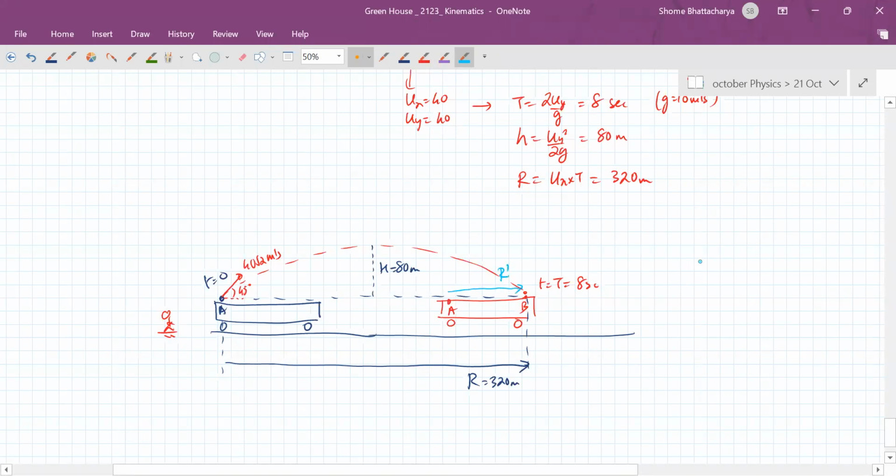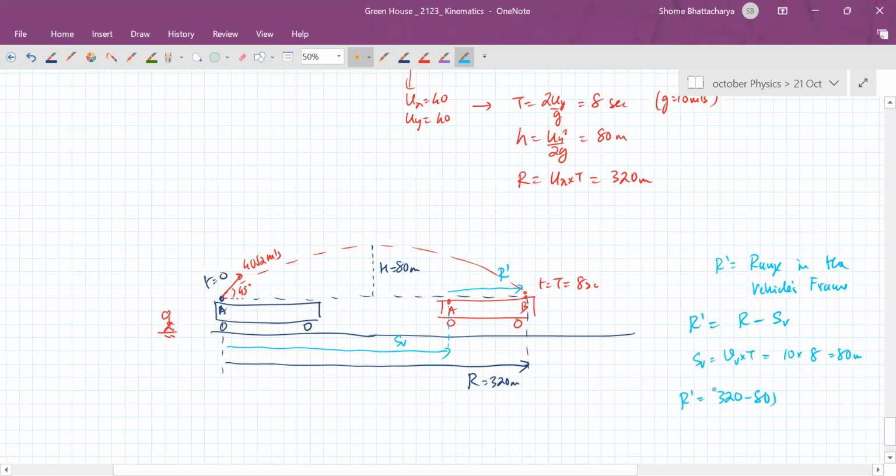So we can do it like this also, that R prime is the range in the vehicle's frame. So in this diagram, you can see R prime will be equal to R minus displacement of the vehicle, where the displacement of the vehicle is this one. So this should be speed of the vehicle into time. So 10 into 8 seconds, 80 meters. So the range with respect to this is 320 minus 80, or 240 meters. This is one way of calculating the range.